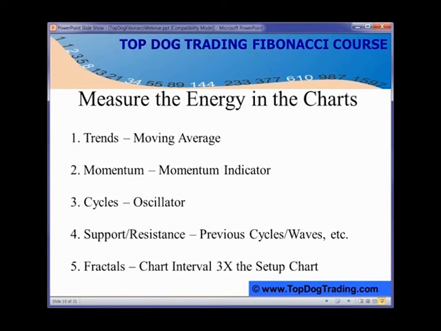Number 4, now that's support resistance. This is where Fibonacci comes in. It is one type of support resistance. Other types would be previous cycle highs and lows, previous wave highs and lows, floor trader pivots, things like that. And then the fractal energy is just a fancy name for saying we use multiple time frames. So if I'm looking at a daily chart, I would also look at a weekly chart of the same market, and that weekly chart I would call my fractal energy. For intraday trading, same thing. I might trade a 5-minute chart, I'd look at a 15-minute chart. That 15-minute chart would be my fractal energy.